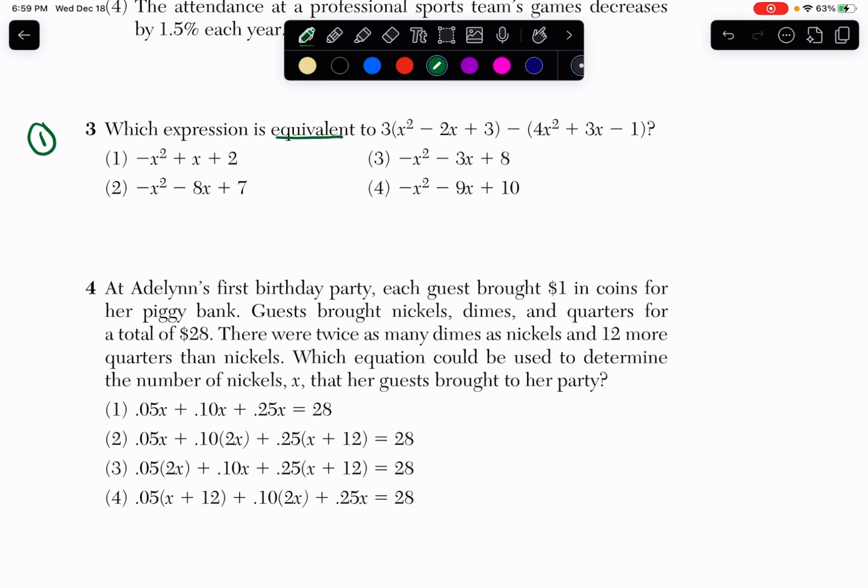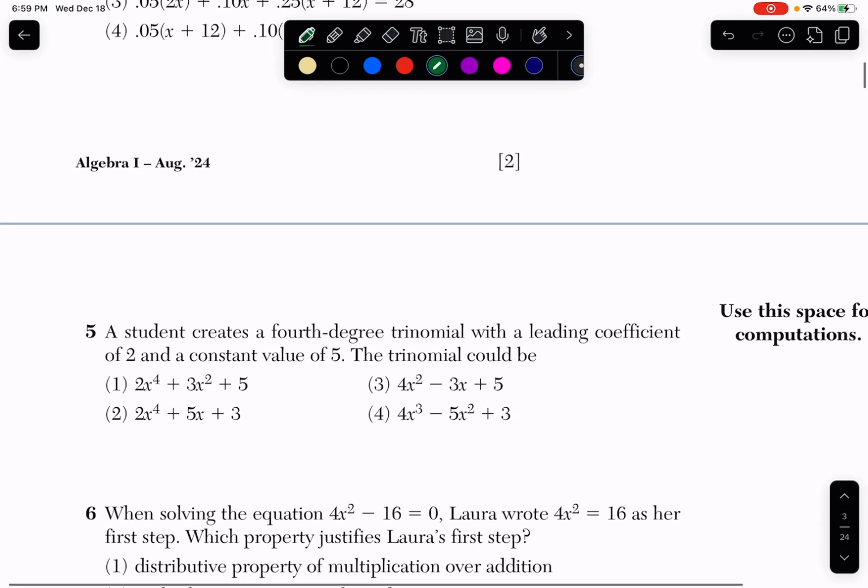Number 4, we have a word problem. I'm not going to read the entire thing right now, but it looks like we are modeling this word problem with an equation. We did that in Unit 1, so I'm going to call that category 1.